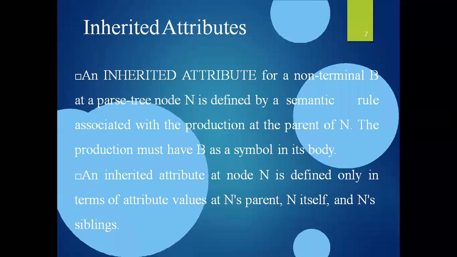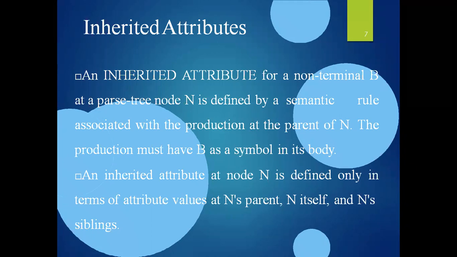Is it clear? That means I am taking the values from the parent, or from the siblings, or from the siblings to the parent and that parent to the inherited attribute. Is it clear now? Either we can take only from the siblings, or only from the parent.